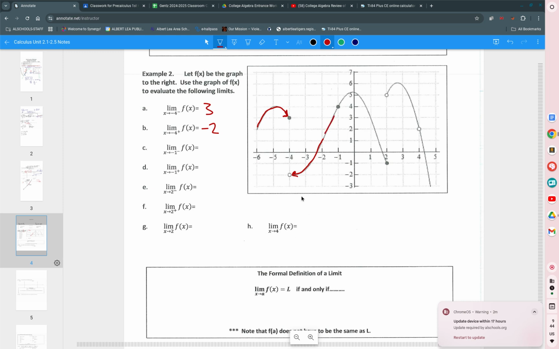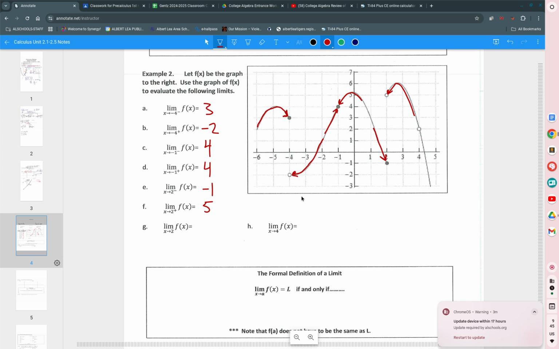So I'm going to -1 from the left. What's the output approach? 4. Good. And now I'm going to approach -1 from the right. Still 4. Limit as x approaches 2 from the left. I approach 2 from the left. -1. I'm now going to approach 2 from the right. 5.